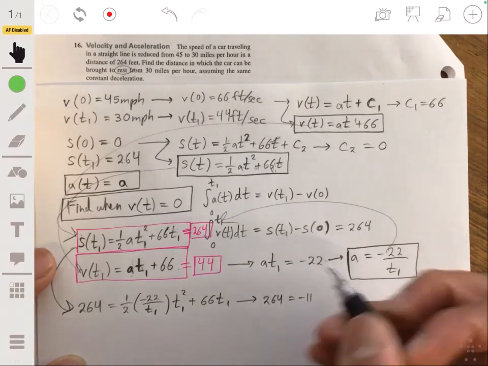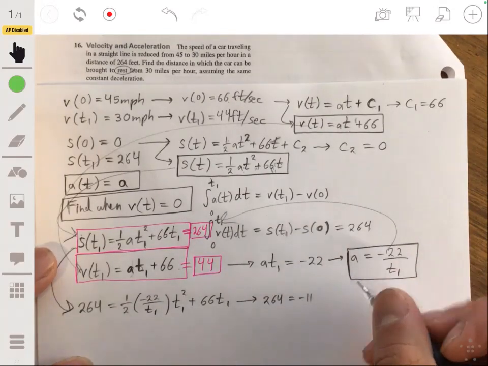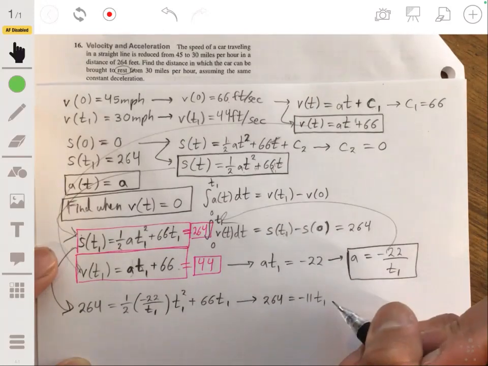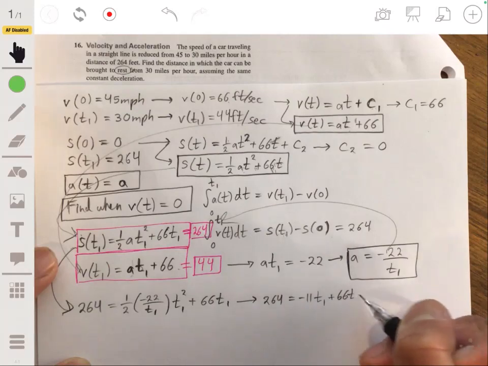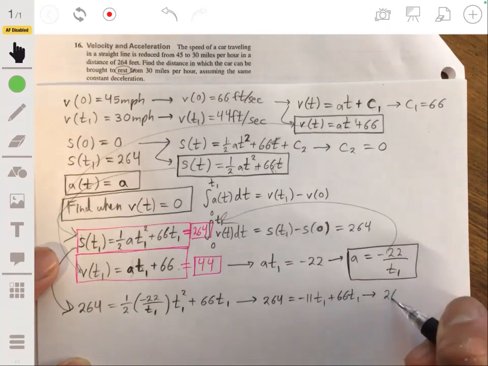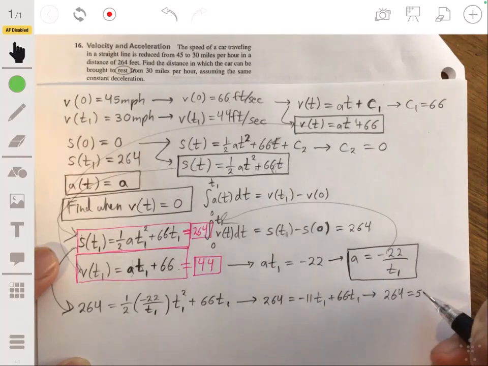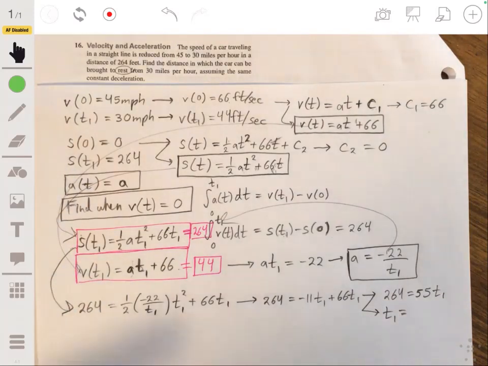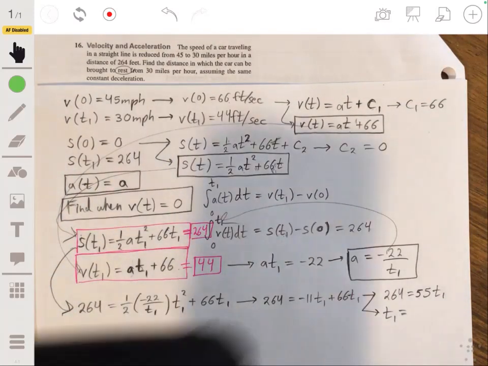264 equals negative 11. Those t1s will cancel a little bit, so negative 11 t1 plus 66 t1. And we're going to have that 264 equals 55 t1. And then t1 will be 264 over 55, or 4.8.